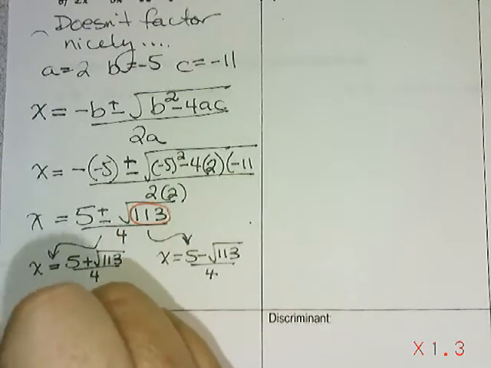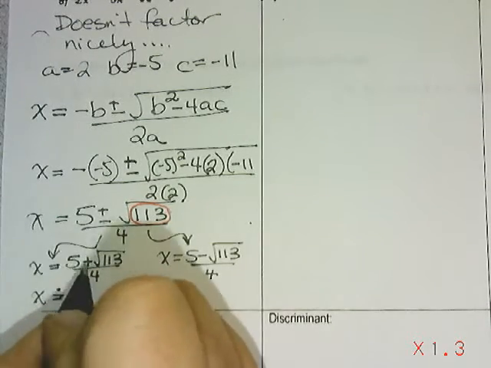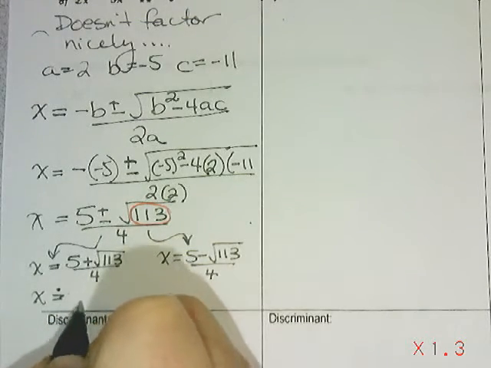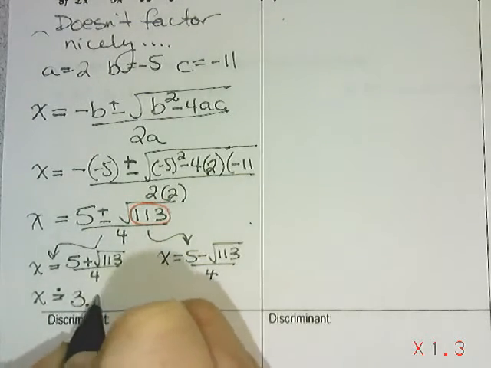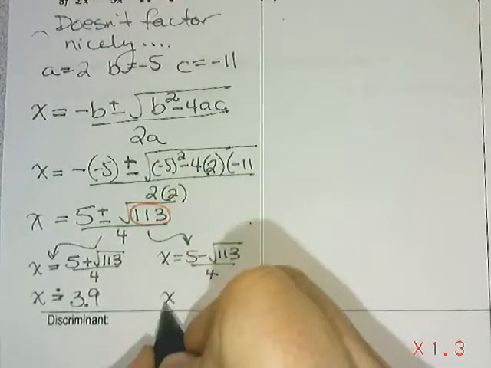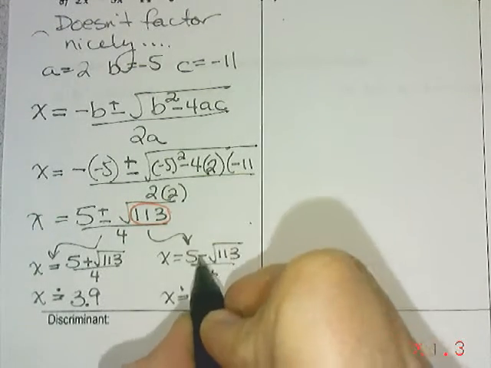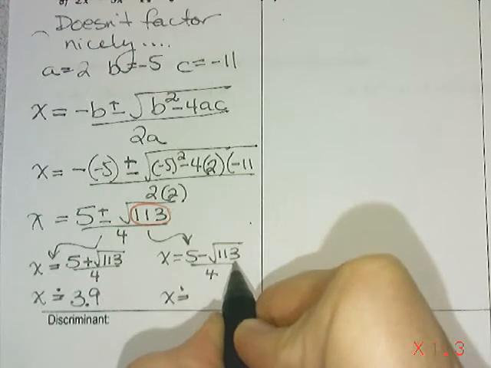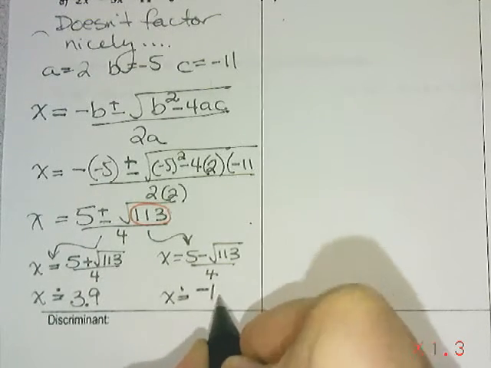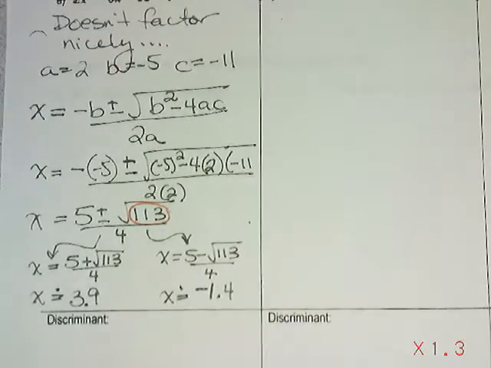And if you run that through a calculator, 5 added to the square root of 113 divided by 4 comes to approximately 3.9. And this one over here, if I take 5 minus the square root of 113 over 4 in my calculator, it's approximately a negative 1.4.